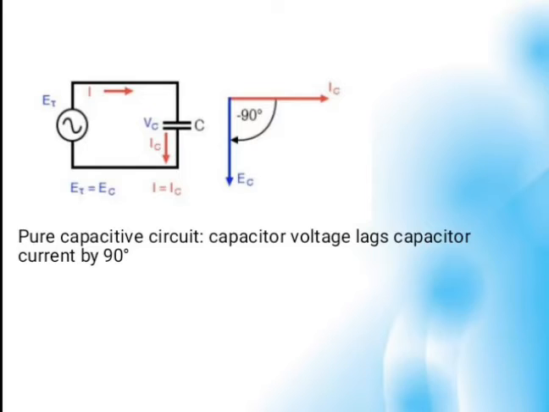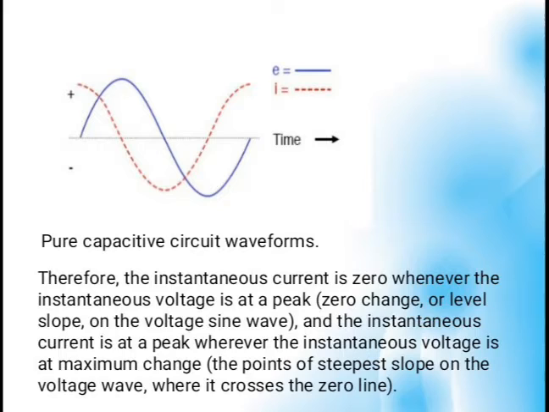So if we were to plot the current and the voltage for this very simple circuit, it would look something like this. Pure capacitive circuit waveform. So remember, the current through a capacitor is a reaction against the change in voltage across it. Therefore, the instantaneous current is zero whenever the instantaneous voltage is at a peak.